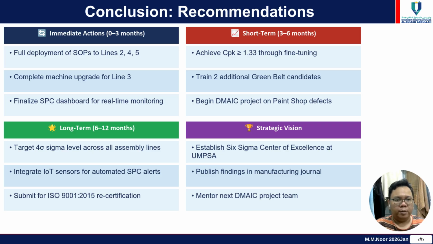For further improvements, SOP deployment should be expanded to other production lines. Additional Green Belt training should be conducted, machine upgrades completed, and an IoT-based monitoring system integrated. Long-term goals include achieving a Four Sigma level across all assembly lines and establishing a Six Sigma Center of Excellence.